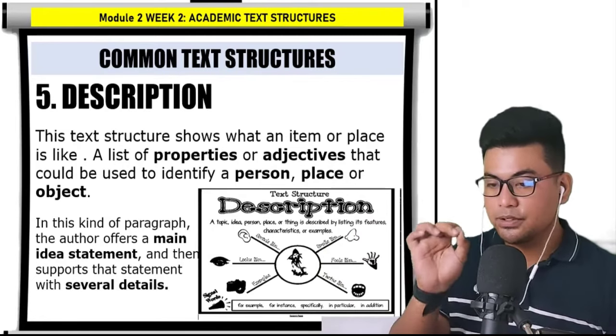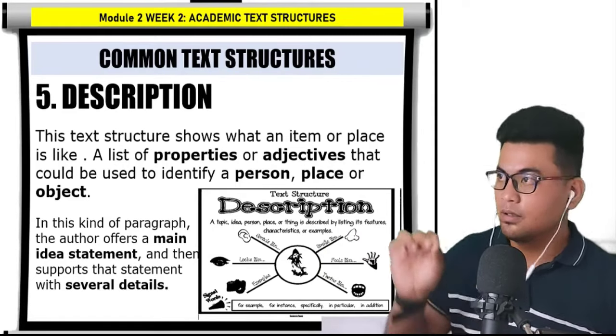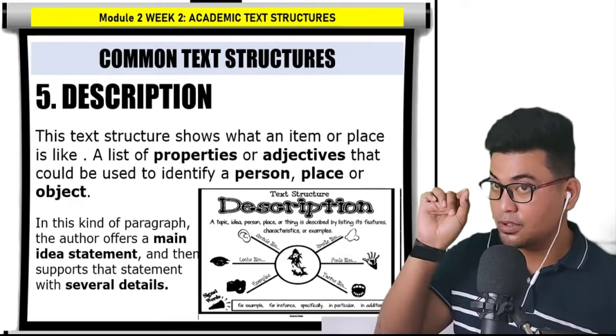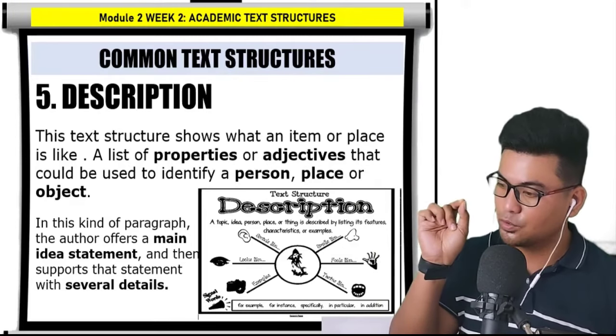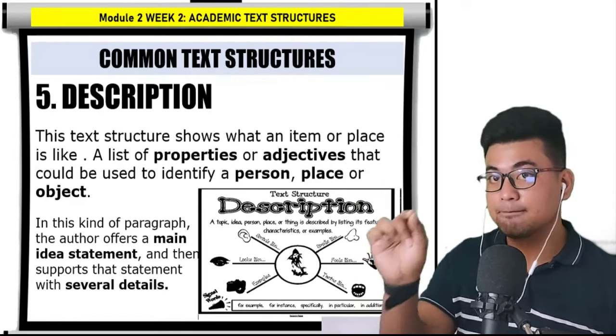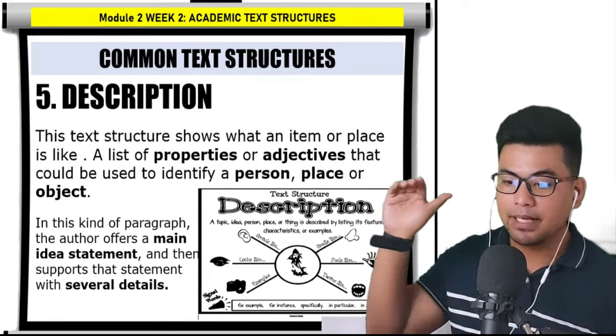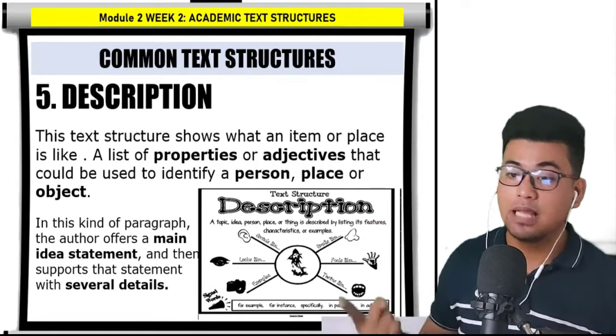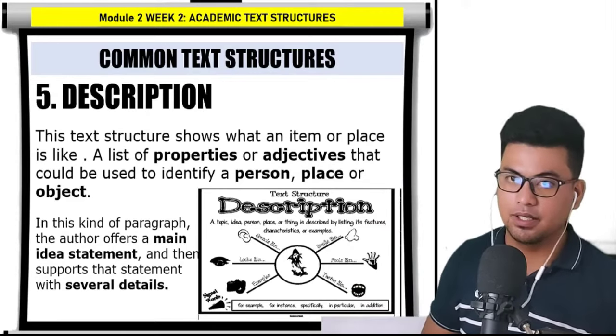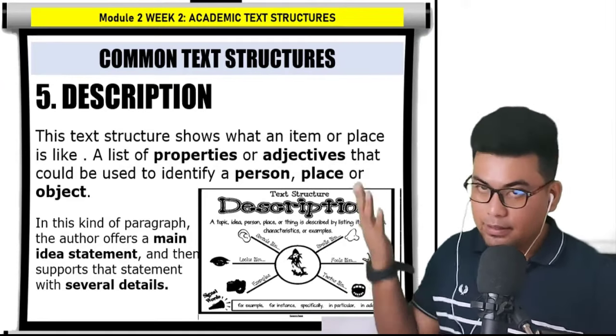It's just simple. You're describing something. Okay, you have this main idea, and you are going to describe that. All right, so you are going to focus on that something, supported by a lot of details. You can use adjectives, as I mentioned earlier, okay, or a list of properties.